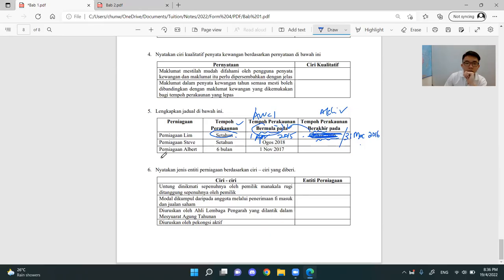Okay, next. Now look at Penegaan and Steve. Same thing, setahun. Now 1st August 2018. So, dia berakhir pada bila? So, maybe you can start counting. Okay, 8, 9, 10, 11, 12, 1, 2, 3, 4, 5, 6, 7. So, dia berakhir pada July. All right, you know that it is July.